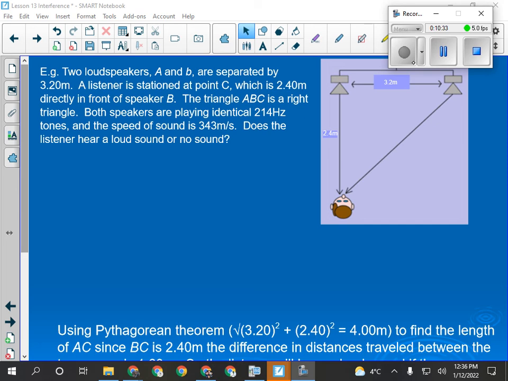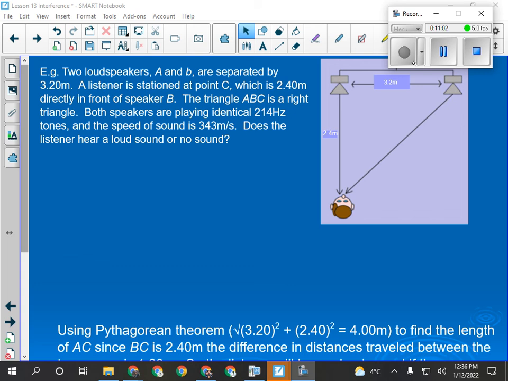So we just said a few minutes ago that what determines whether you hear a loud sound or a quiet sound is the number of wavelengths that travel from each source to the observer. If it's a whole number of wavelengths, so 4 from one and 2 from the other, or 3 from one and 3 from the other, or 20 from one and 205 from the other, as long as it's a whole number of wavelengths difference, you'll hear a loud sound.